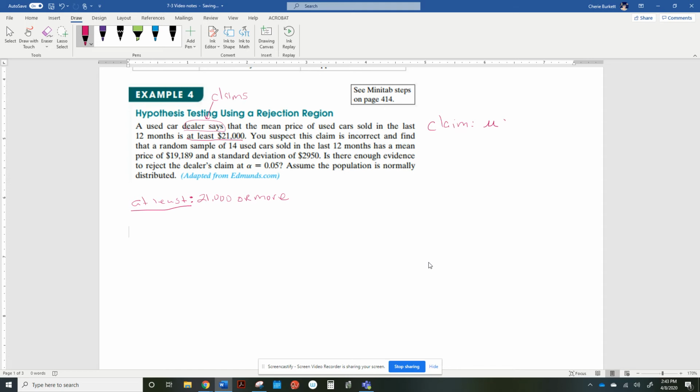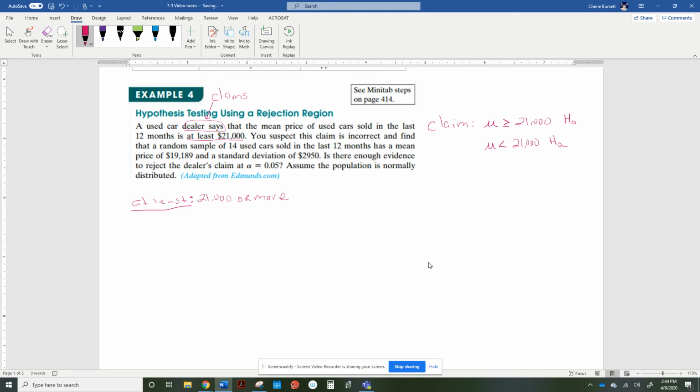So that means that we're going to do greater than or equal to 21,000. Okay. Now, our claim contains equality. So we're going to call that H sub O. The opposite of being at least 21,000, the opposite of being greater than or equal to, is being less than 21,000. And since it does not contain equality, that is our alternative hypothesis.